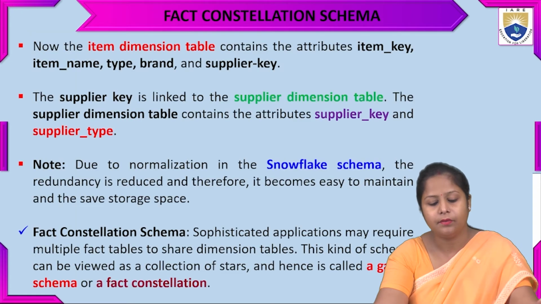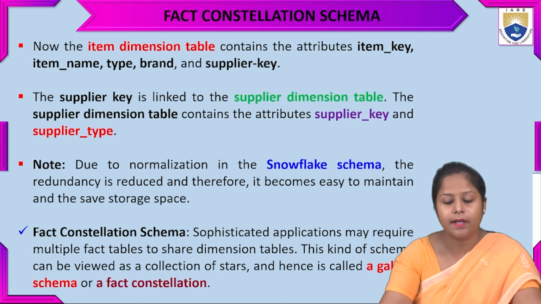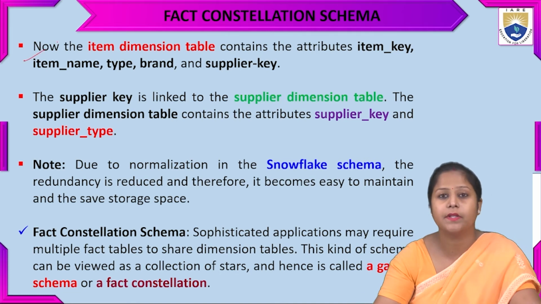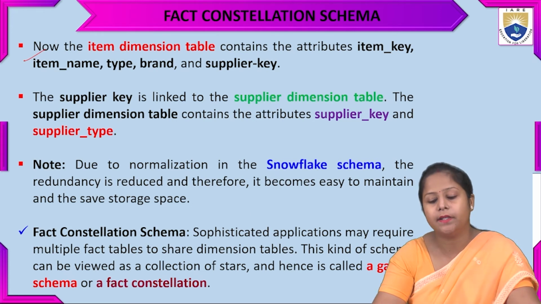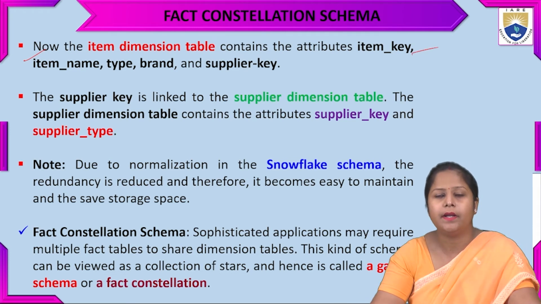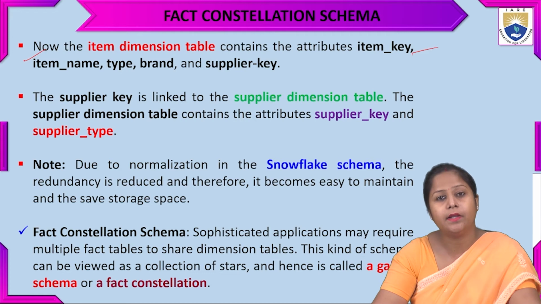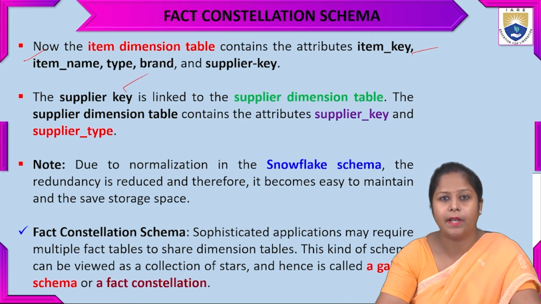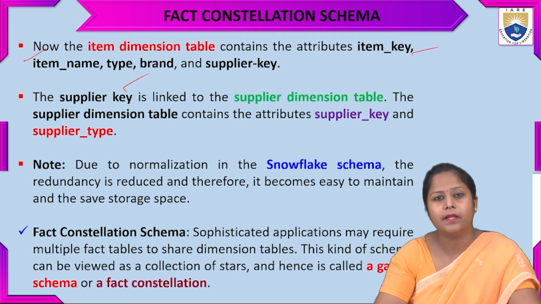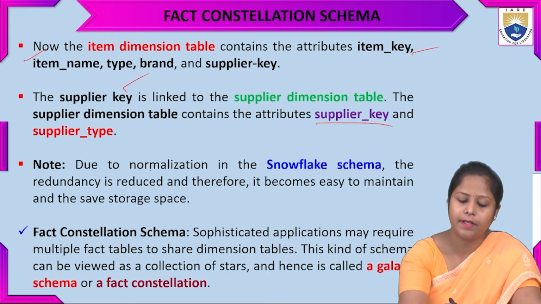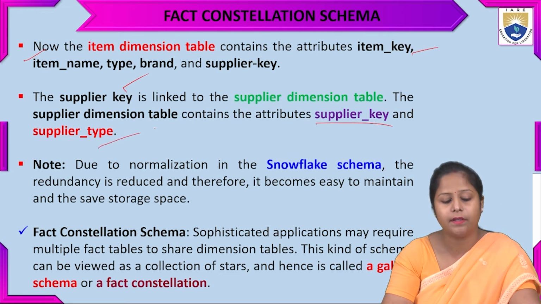Fact constellation schema. No, rather than that, we have some other things for the snowflake schema. The item dimension table contains the attributes item key, item name, item type, brand, and supplier key, right? The supplier key in the item dimension table will be linked to the supplier dimension table. The supplier dimension table contains the attributes supplier key and supplier type, right? So we have seen it in the example.